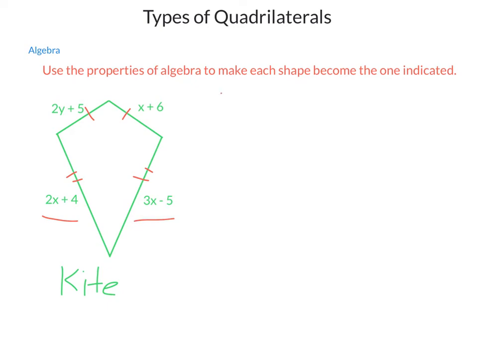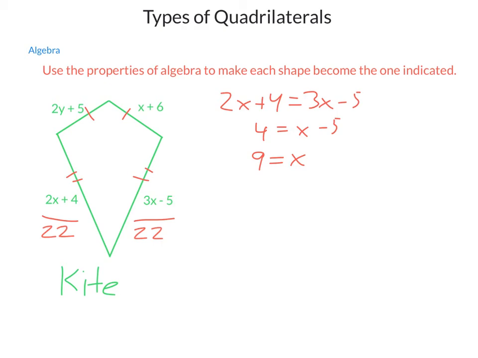If they're congruent, then that means that 2x plus 4 would have to equal 3x minus 5. Solving for x, I'd subtract 2x from each side. And then I would add the 5, so x equals 9. Substituting that back in, 2 times 9 is 18, plus 4 is 22. 3 times 9 is 27, minus 5 is also 22. So I have 22 on lower left, and 22 on lower right.